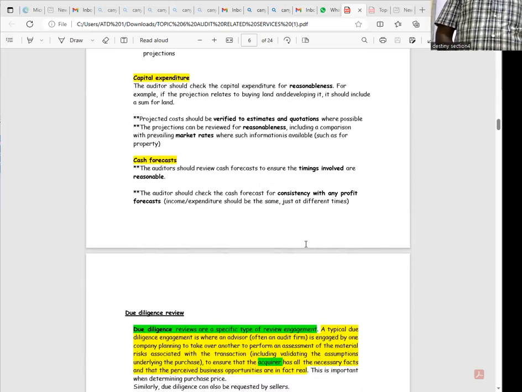The auditor should review the cash forecast to ensure the timings involved are reasonable. The auditor should check the cash forecast for consistency with any profit forecast. Income and expenditure should be the same, just at different times. So that's the knowledge you need to have on prospective financial information, where projections and forecasts are involved, in accordance with the International Standards on Assurance Engagements. It's very important for you to know those terms, and know the difference between a forecast and a projection.